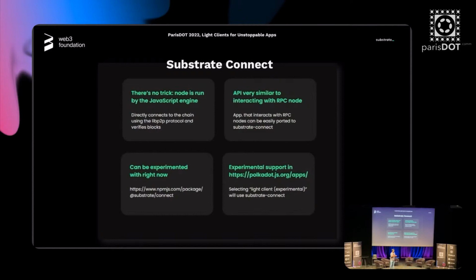The API is very similar to interacting with an RPC node. This light client itself opens an interface to make RPC calls. So if you're a developer who already developed an app around that, you can directly switch to Substrate Connect. And it can be experimented with right now. It caught a lot of attention during Polkadot Decoded, which happened not so long ago.